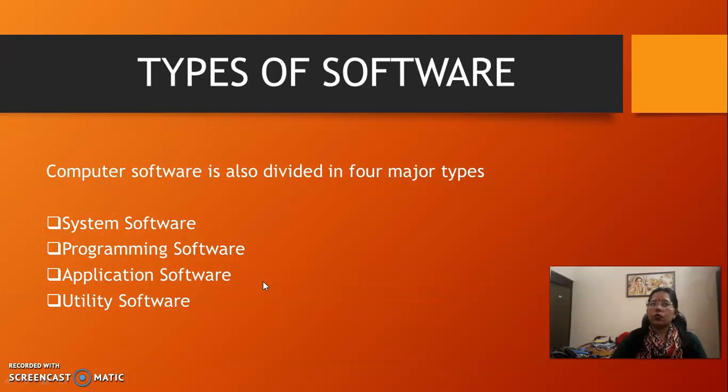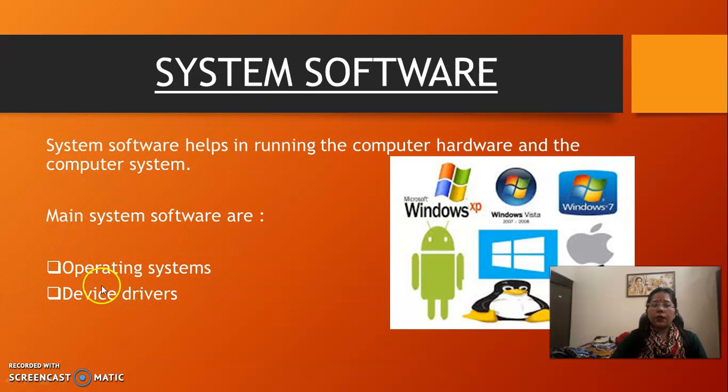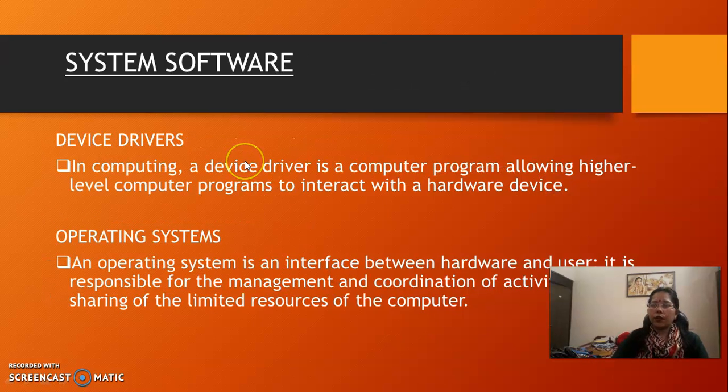The main system software examples are operating system and device drivers. Device drivers are system programs which are responsible for proper functioning of devices. Device drivers are not independent programs. For example, a printer driver tells the printer in which format to print after getting instructions from the operating system.